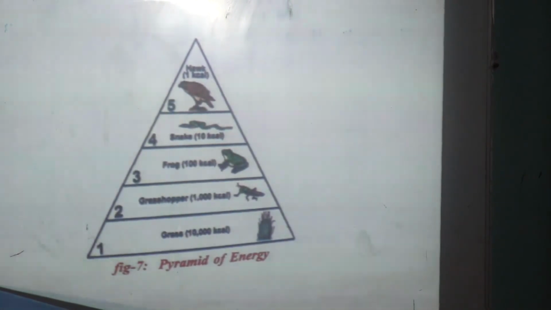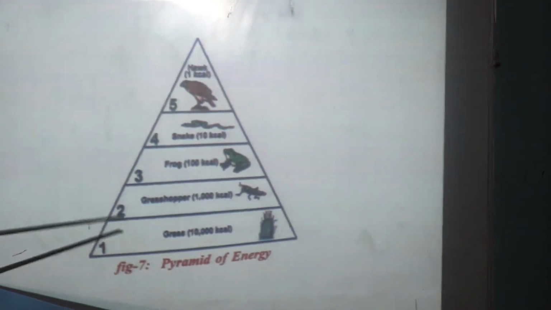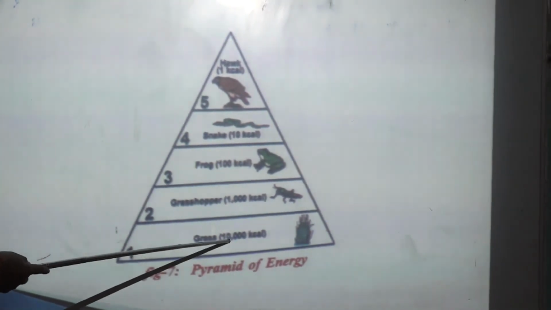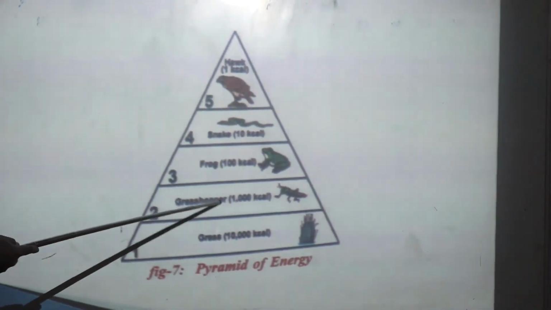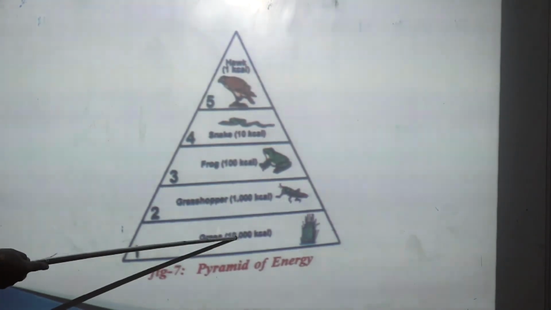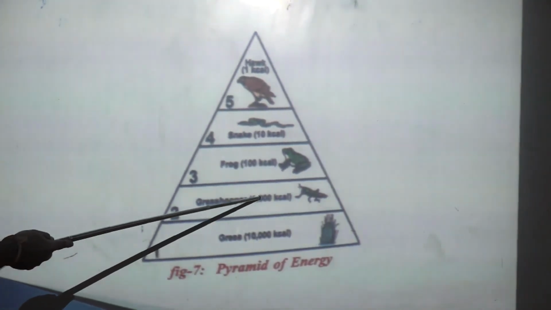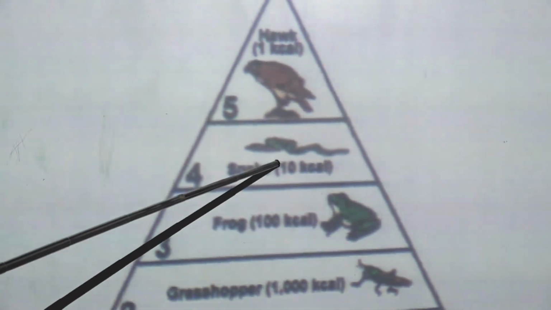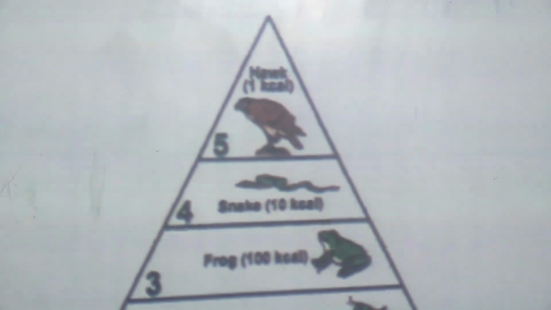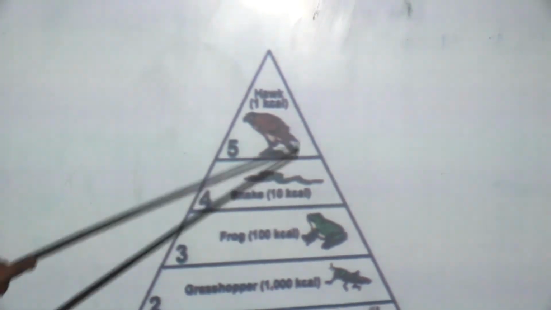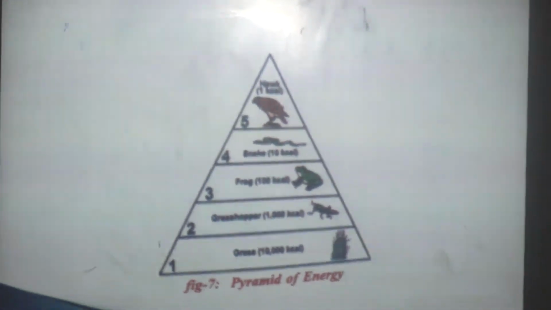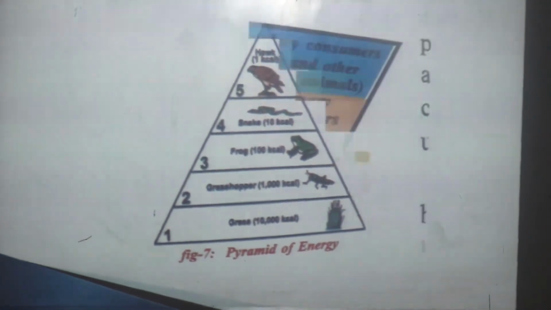This is pyramid of number. This is pyramid of energy. 10% will be continued. See how many grass plants are there here? 10,000. Grasshoppers number 1,000. 10,000 to 10%, 1,000 to 10%, 100 to 10%. So like that, the transfer of energy will be always 10% from one trophic level to another trophic level.